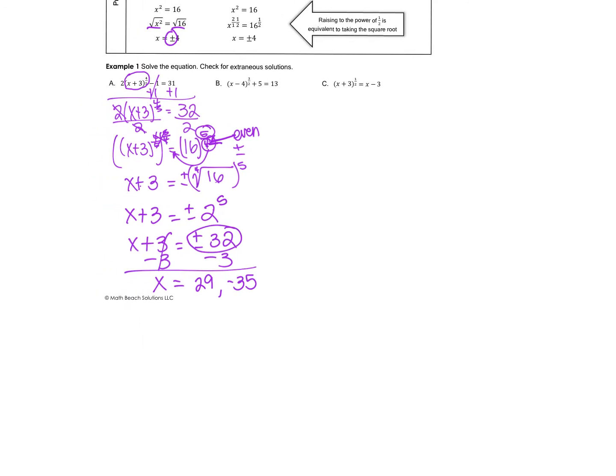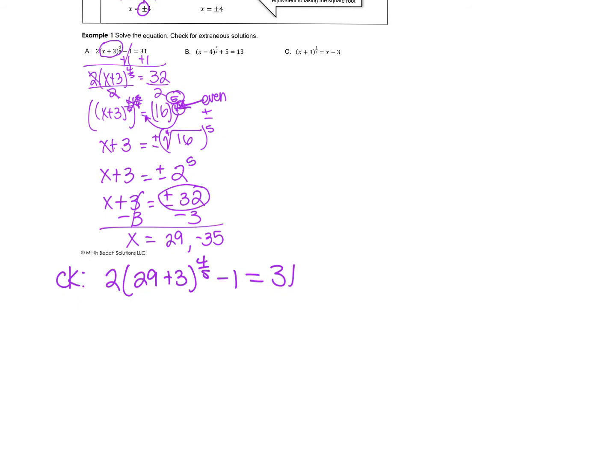All right, so now I need to check for extraneous solutions. So we went over that on the last lesson. We have to plug it in and make sure that since we're dealing with radicals and square roots, 4th roots, and so on, that it works out. So again, you can use a calculator when you do this. Just make sure that you're plugging in to the original equation.